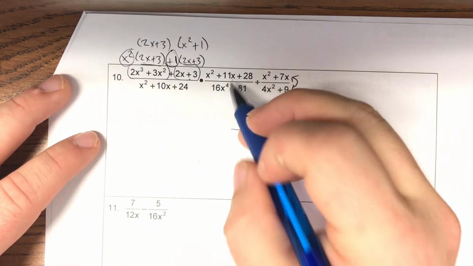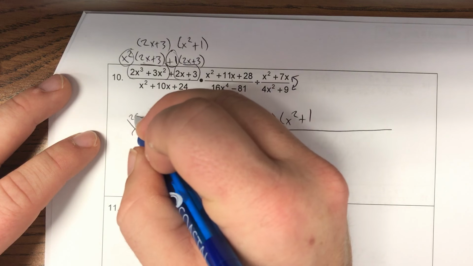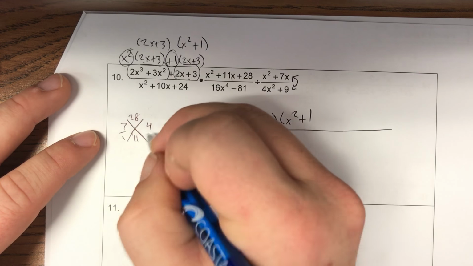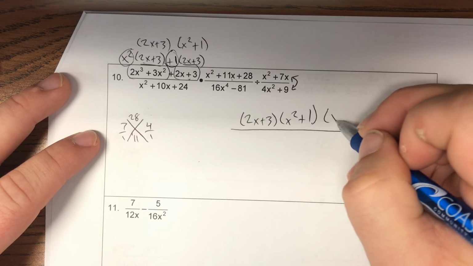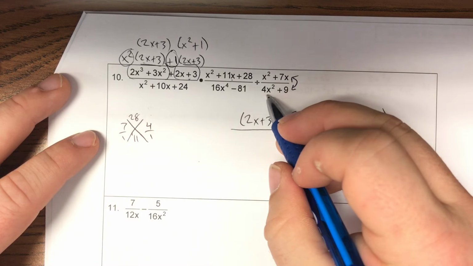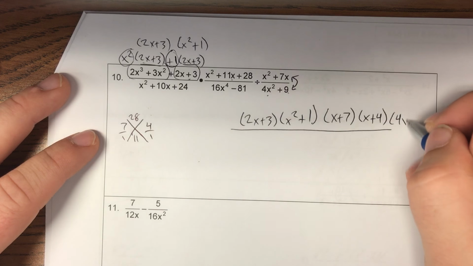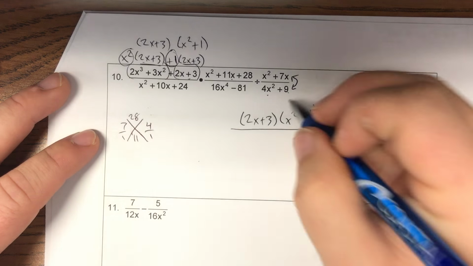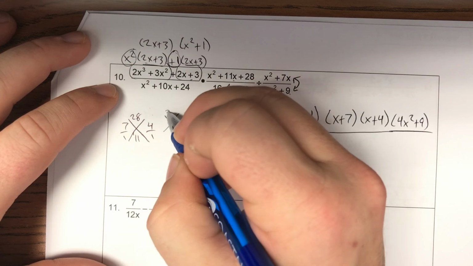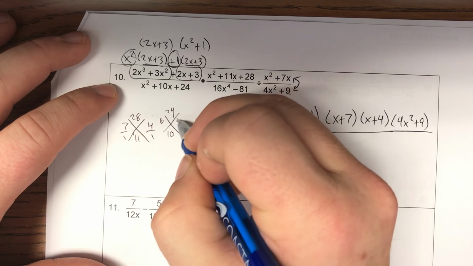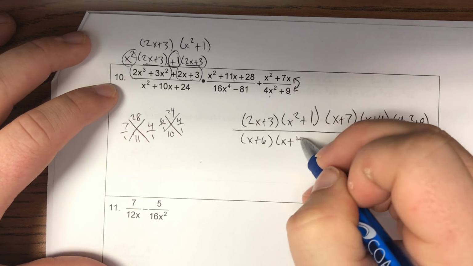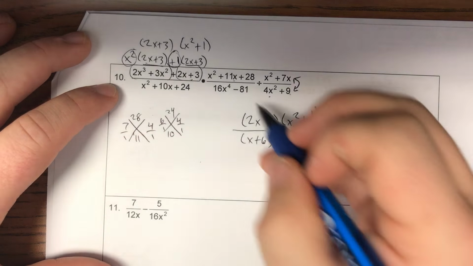All right, next one, we want to know what multiplies to 28 and adds to 11. So that's going to be 7 and 4, and we're dividing by 1. So x plus 7, x plus 4. 4x squared plus 9, can't do anything with that, and so that's going to just stay as is, and it moves to the top because of that division. Next one, we want to know what multiplies to 24 and adds to 10. That's going to be 6 and 4. And so x plus 6 and x plus 4.